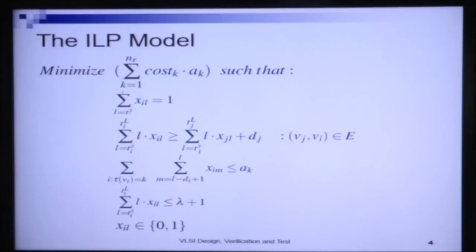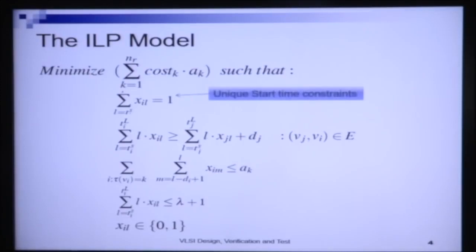So, the overall ILP formulation for the time constraint scheduling problem becomes: minimize the objective function such that the constraints that are specified hold. We will go through the constraints very quickly. The objective function attempts to minimize the total area of the circuit such that the operations can be scheduled within the time constraint lambda.